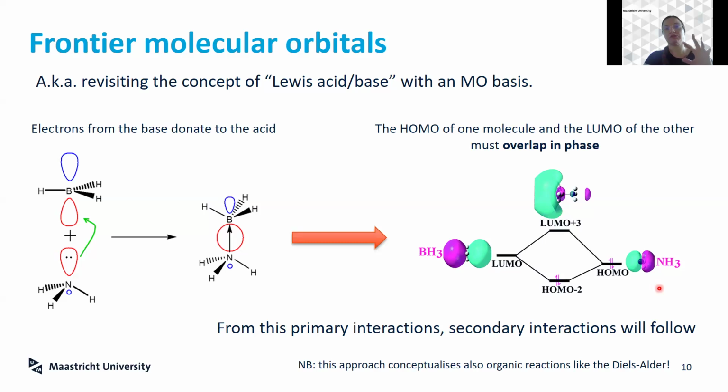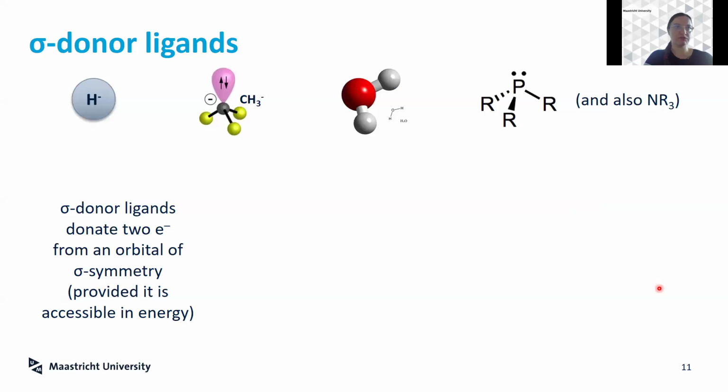So now that we know that we need to characterize our ligands from the point of view of the frontier orbitals and what the frontier orbitals can do when they interact with the metal, we can start to really put them in categories. The first category we want to account for are the sigma donor ligands. So these are some examples of sigma donor ligands: the hydride ligand, water, phosphine, something with a nitrogen atom. Fundamentally, what do they do?